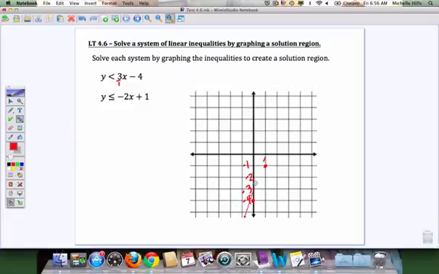Now, this needs to be a dashed line, but if you remember, I can't actually draw a dashed line directly using this. You should draw it dashed to begin with. I can't. So I have to put this in, and then I have to go back and make it dashed.